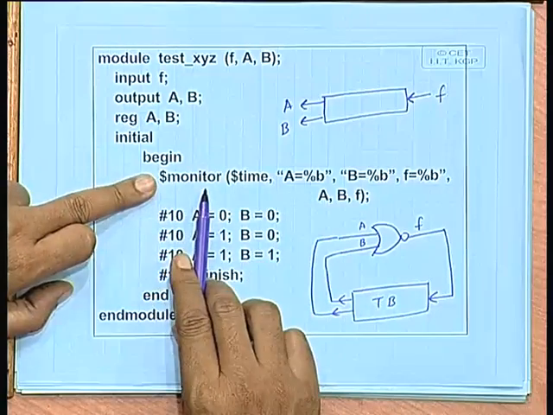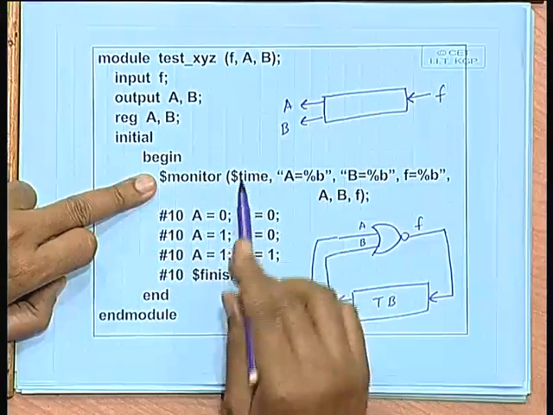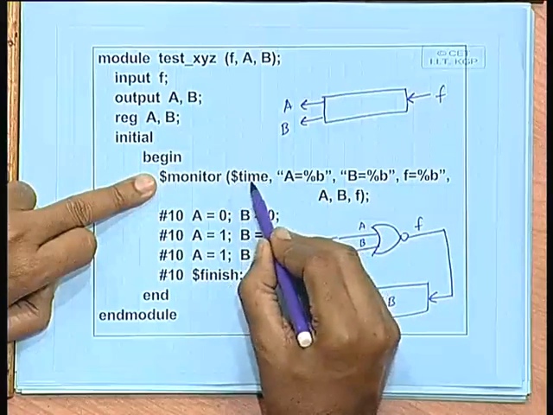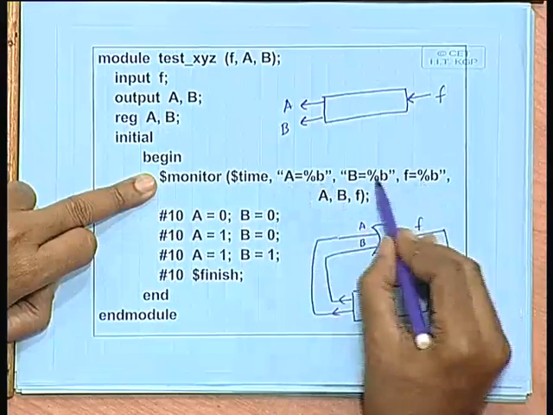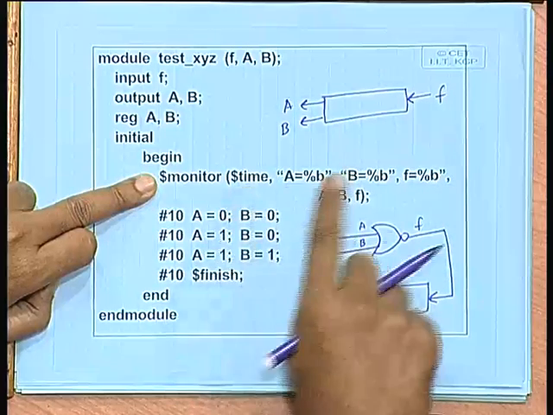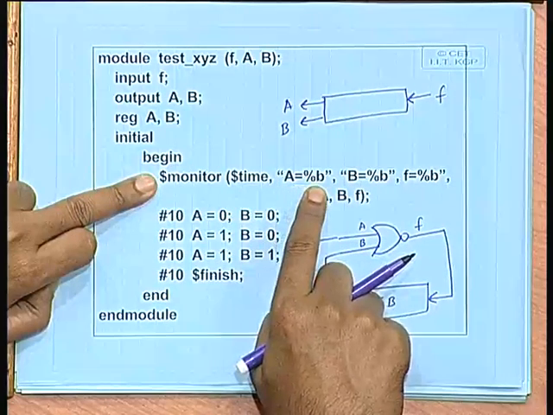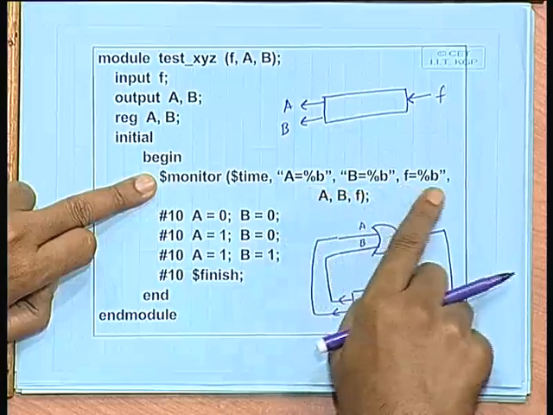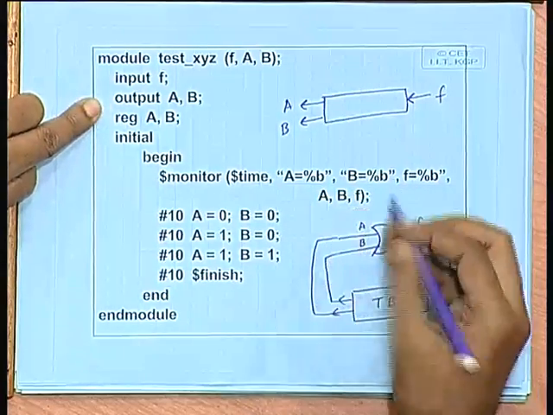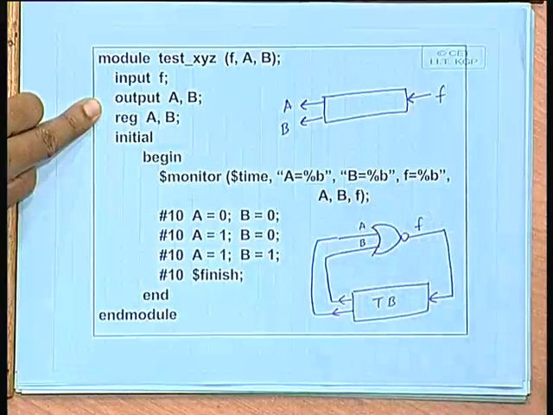Monitor. You show like this, you display the time, $time you can give anywhere, either just before or after the string. You display the time, then you display A equal to, B means binary, B equal to, F equal to, ABF. These ABF are single bit variables, they will display A equal to 0, B equal to 0, F equal to 1, something like that.